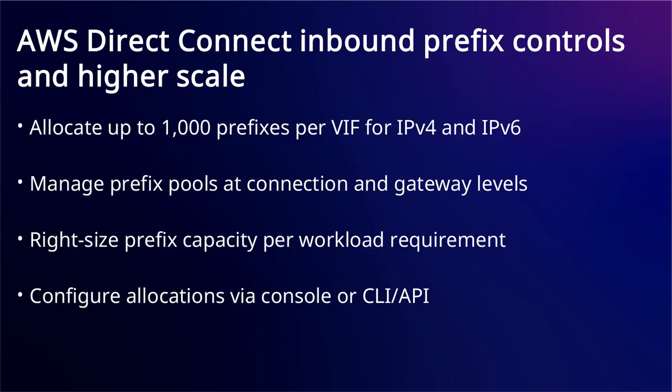For example, you can assign a large allocation to a transit VIF carrying many routes and a smaller allocation to a private VIF on the same connection. Connection pool sizes scale with connection speed, and LAG pools scale with the number of member connections. You configure prefix allocations using the Direct Connect console or CLI/API at no additional cost.